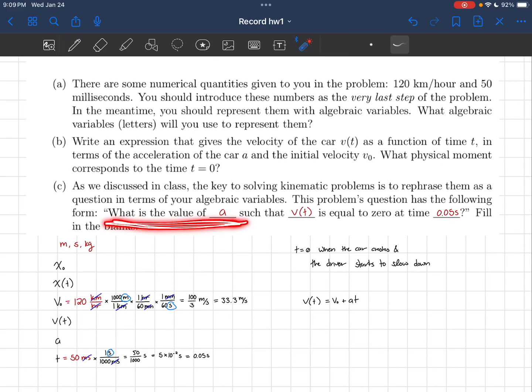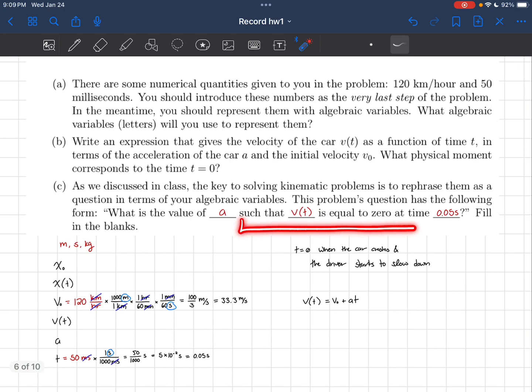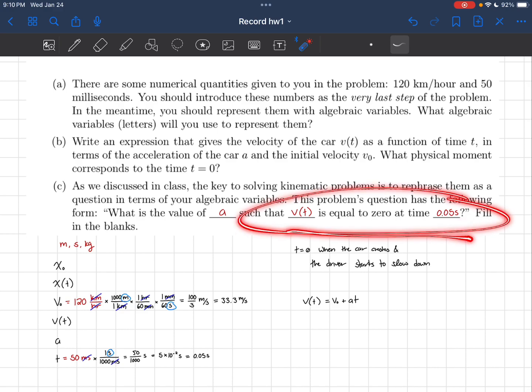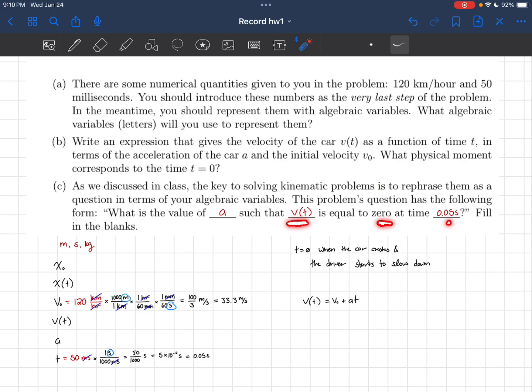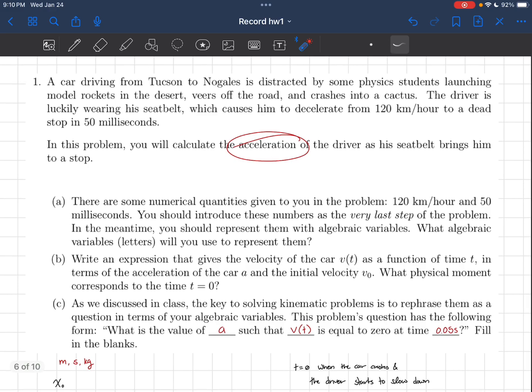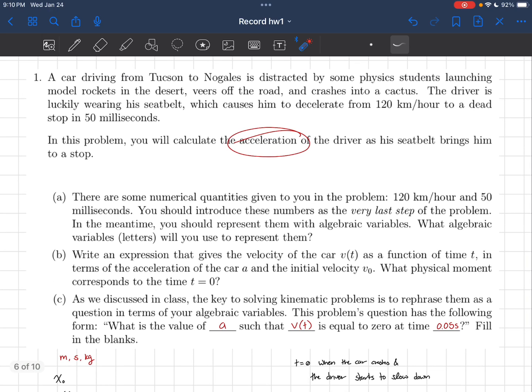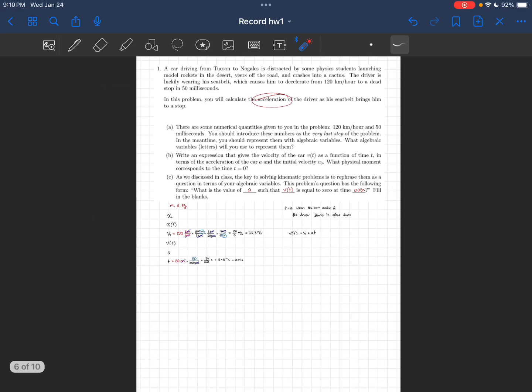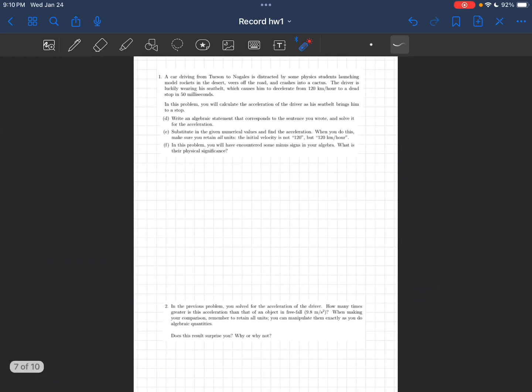What is the value of blank? And how do I define the context of the problem? How do I know that I've succeeded? How do I know that this is the right acceleration? Well, it causes the velocity to be 0 after 50 milliseconds, which translates to a dead stop in 50 milliseconds. Right? So onward we go.